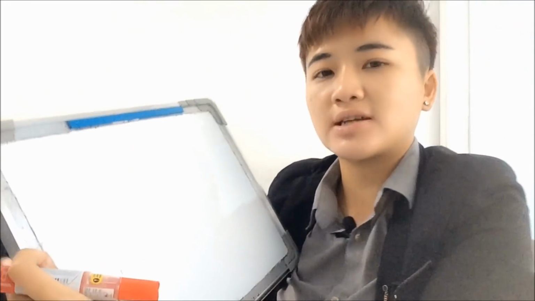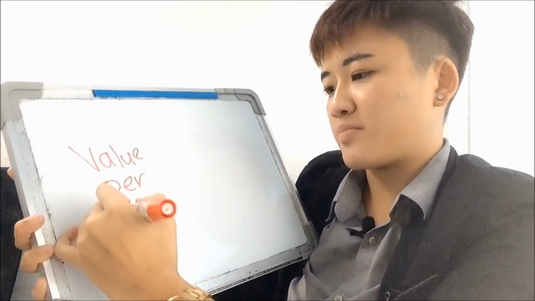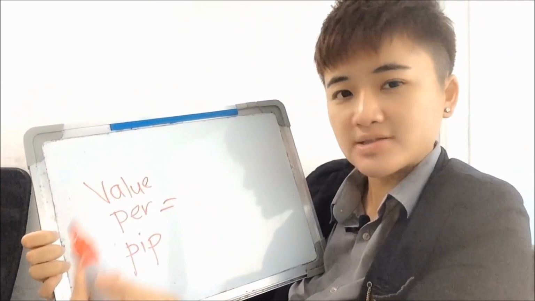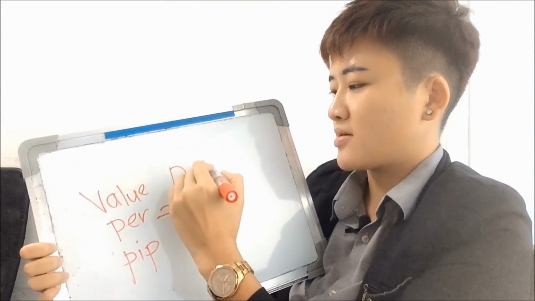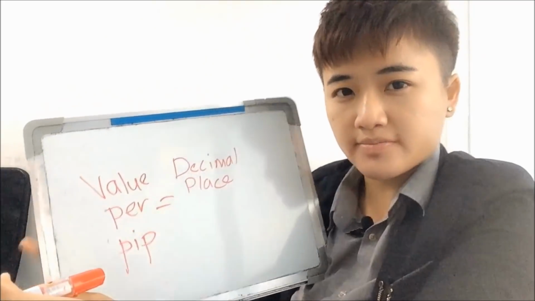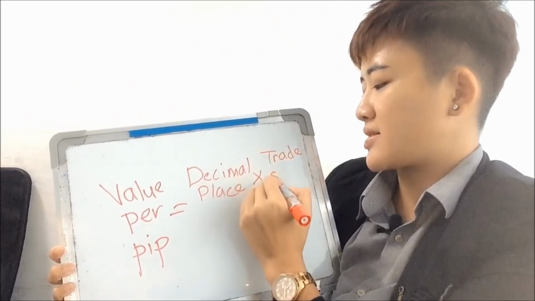So now that you have known all of these things, it's time to calculate the value per pip. Alright, so the formula goes like this. Depending on the currency pair, whether it's 2 or 4 decimal places, you need to determine the decimal place of that currency pair. Then times that with your trade size.